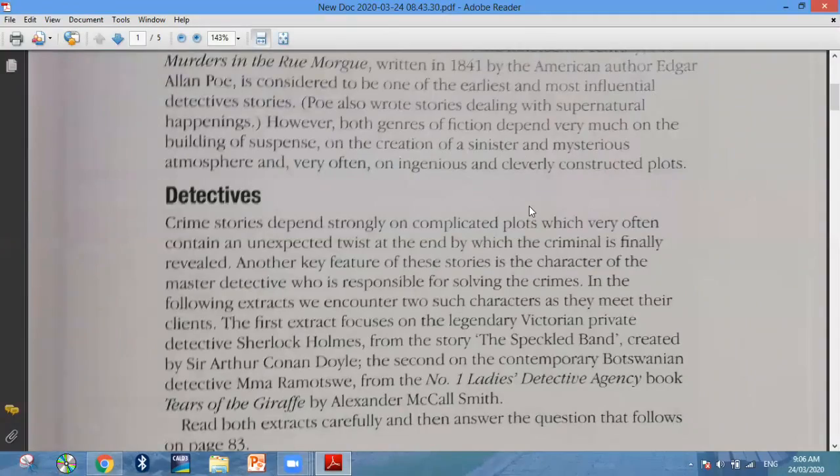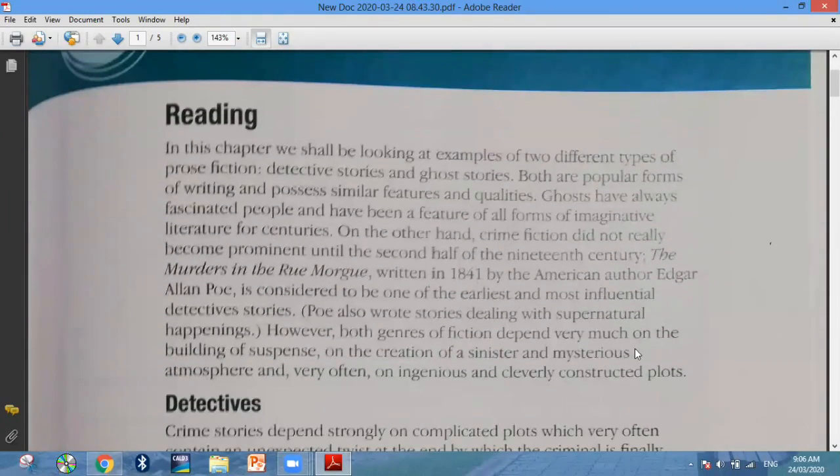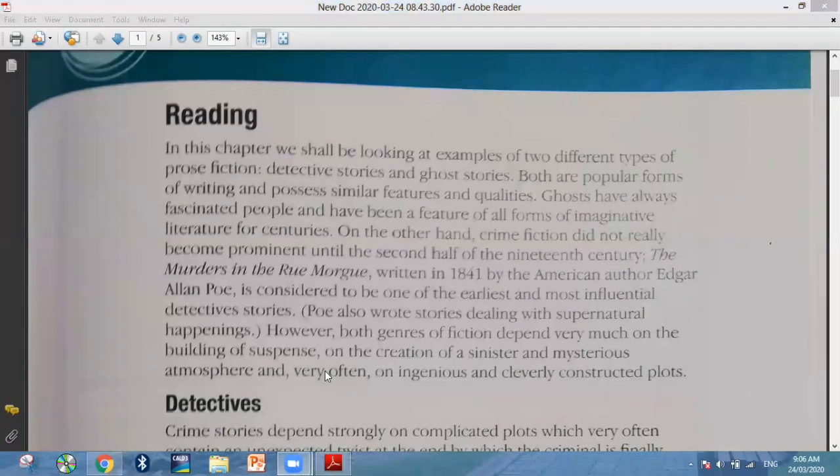The main idea of the first page is talking about the topic of the chapter. In this chapter, we shall be looking at examples of two different types of prose fiction, detective stories and ghost stories. The most important part here is to underline this. Both genres of fiction depend very much on what? Building suspense, on the creation of a sinister, meaning when you feel that something bad is going to happen, and mysterious atmosphere. You can underline these lines, and very often on ingenious and cleverly constructed plots. Ingenious means skillful.